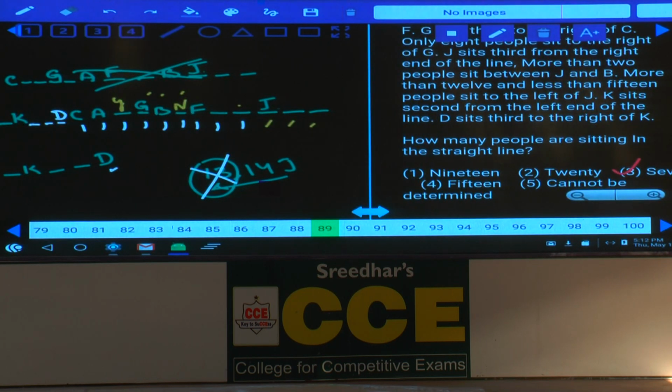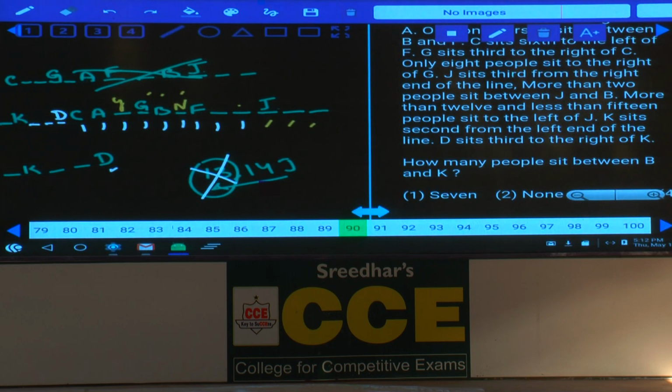Next one, question number 90. How many people sit between B and K? Between B and K, count the number of people here: 3, 4, 5, 6, 7. There are 7 people in between B and K. Choice 1 is the answer. Now this is about question numbers 86 to 90. Clear? Then 91 to 95.